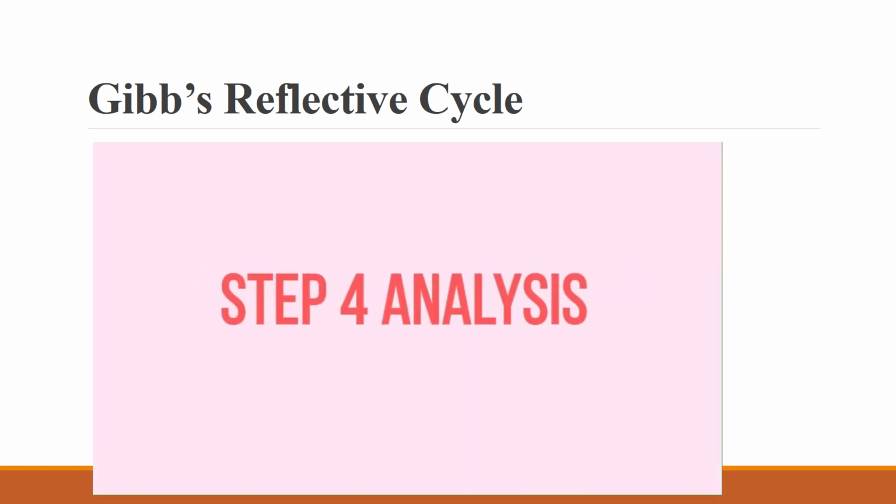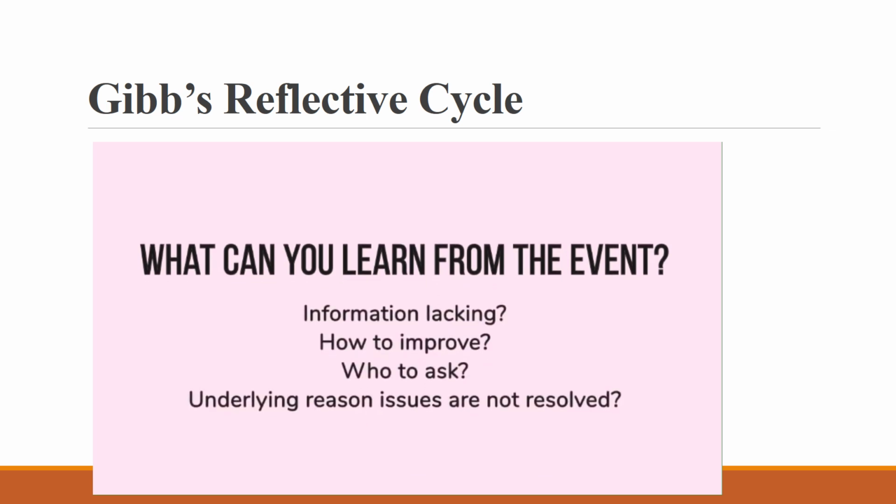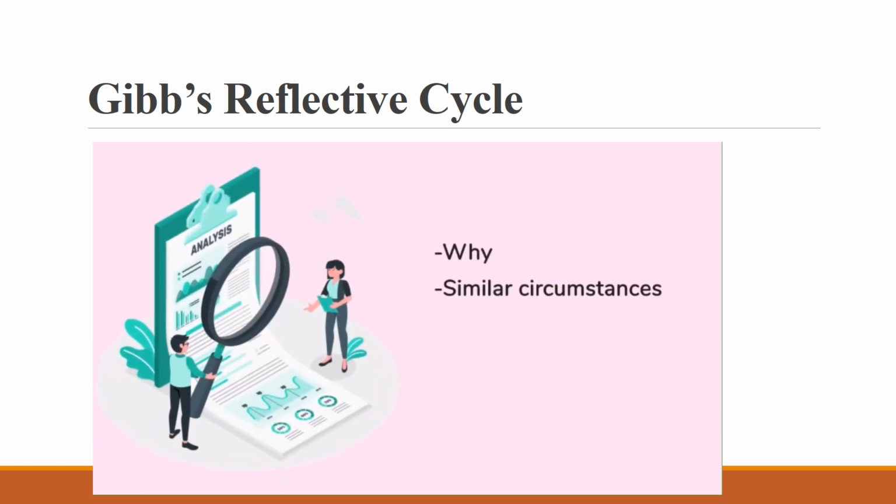Okay, step 4, analysis. The guiding question for this step is, what can you learn from the event? You can ask questions like, what information or skill am I lacking on how to address this problem? Do I know how to improve it? If I do not know, who can I ask for it? Or other questions like, what is the underlying reason why the identified issue was not resolved? What was my problem in resolving the problem? Tips for step number 4. Seek reasoning or explanation behind the why question.